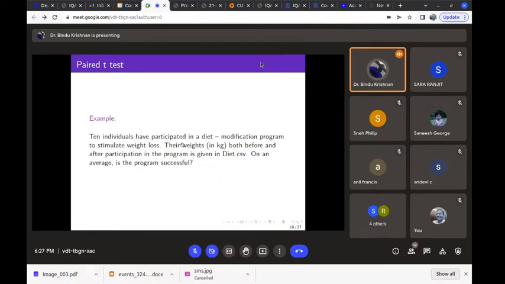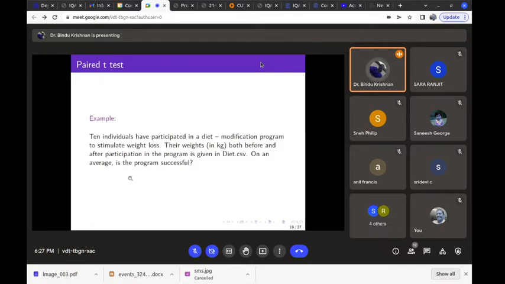So 10 individuals have participated. Again, I choose only 10 samples because this is a small sample test. The t-test and F-test, all those come under small sample, which means less than 30. So 10 individuals have participated in a diet modification program to stimulate weight loss, and their weights before and after participating in that program are given in a CSV file.